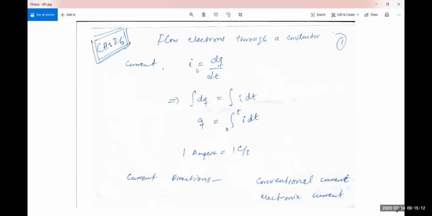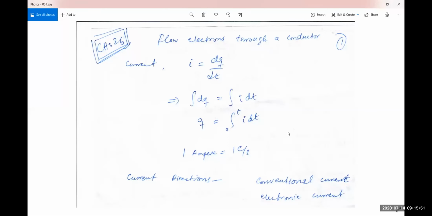So if we move dt over this side and dq remains on this side, and we rearrange the equation, we get the integral of dq, the total charge, is equal to the integral of I dt. So this will become q, total charge, is equal to the integral from 0 to t of I dt. So the unit for current is ampere, and in terms of time we have 1 coulomb per second. Okay, so this is our article, flow of electrons through a conductor.